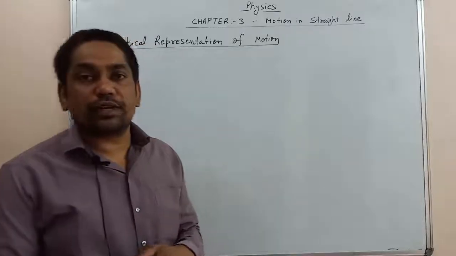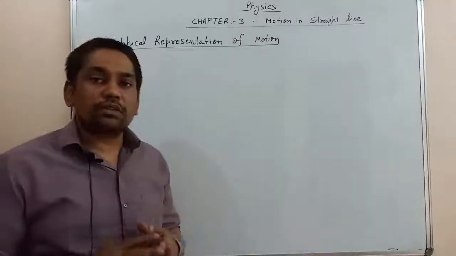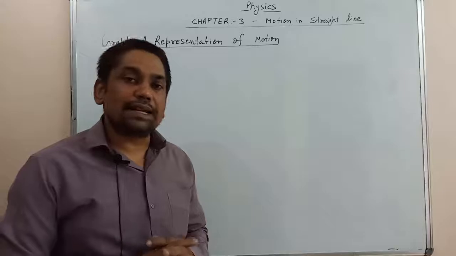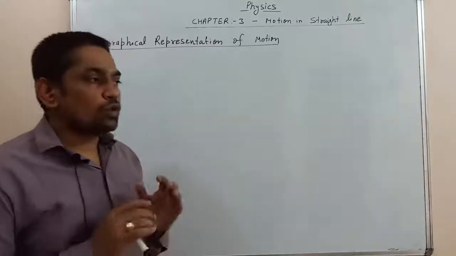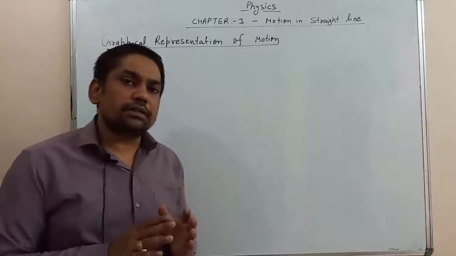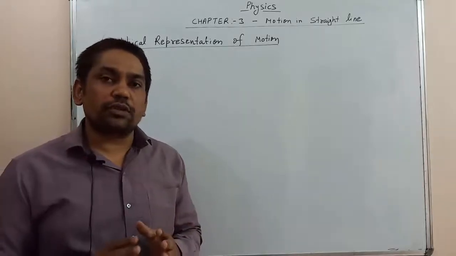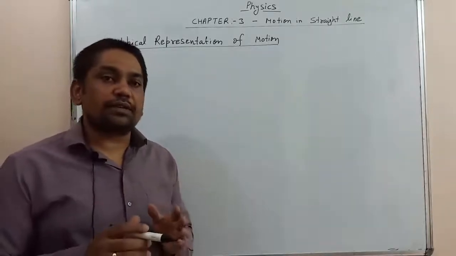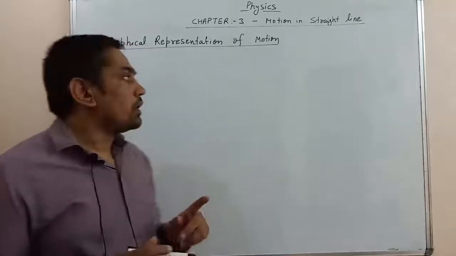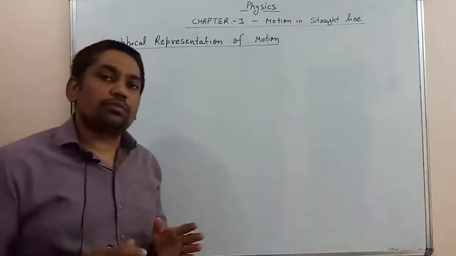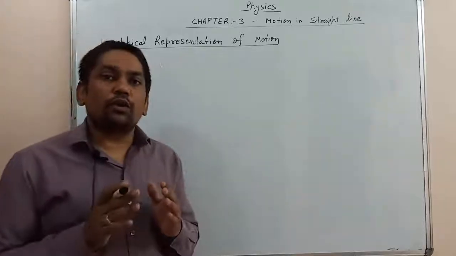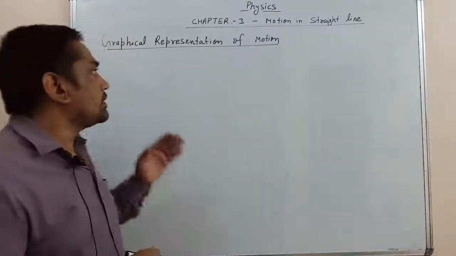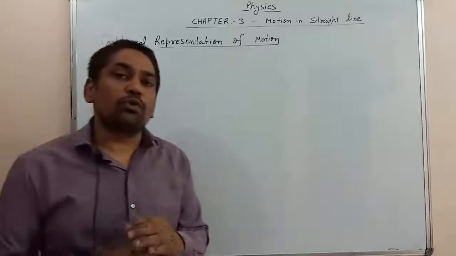So good morning students. We are going to discuss chapter number 3 of class 11th physics, that is motion in a straight line. We discussed rest and motion, and when an object moves on a straight path, that is called motion of that object in a straight line. Now we are going to discuss the graphical representation of motion.